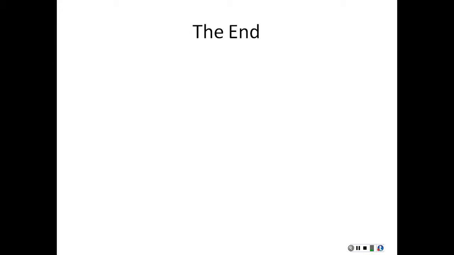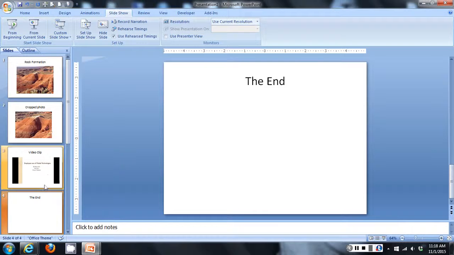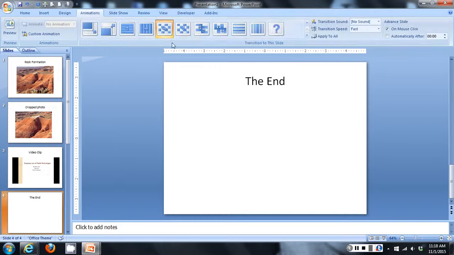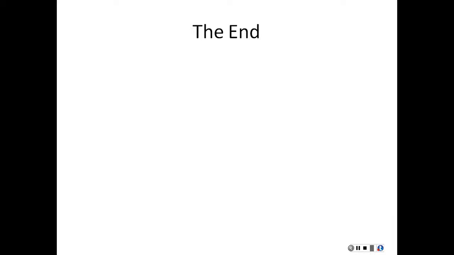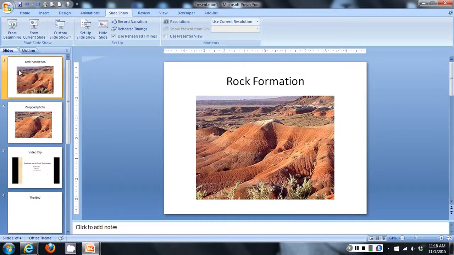And then the last one, let's see, what did we set as the last one? Let's go back to animations. We used the checkerboard across. Let's try that one again. I didn't really see that one appear. Okay, so you can see the checkerboard across. So those are what transitions are.